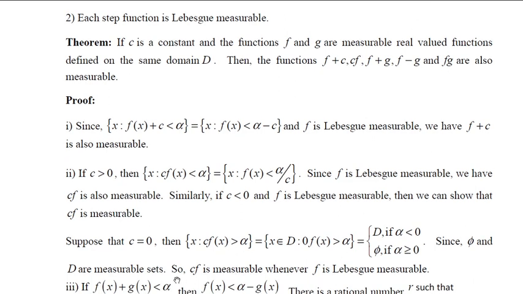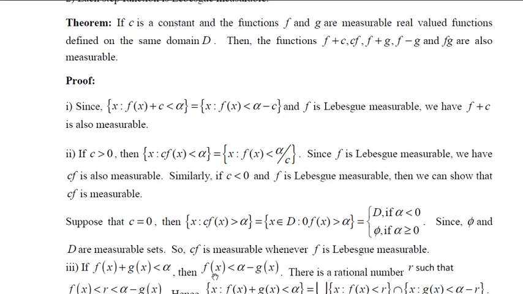Suppose f of x plus g of x is less than some alpha. To show that f plus g is measurable, send g of x to this side: f of x is less than alpha minus g of x. You should note that f of x is a real number and alpha minus g of x is also a real number. Between any two real numbers, there exists another real number, let's say a rational number r. There is a rational number r such that f of x is less than r, which is less than alpha minus g of x.